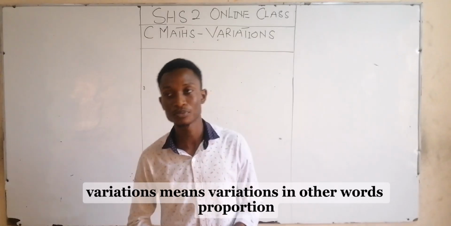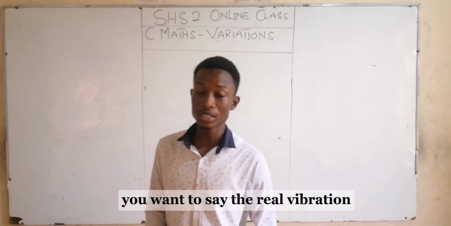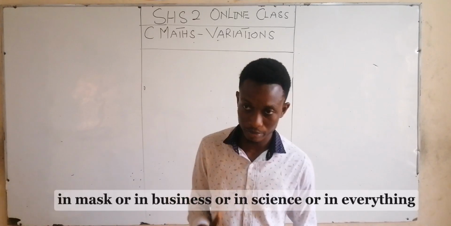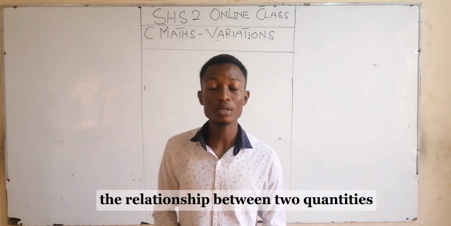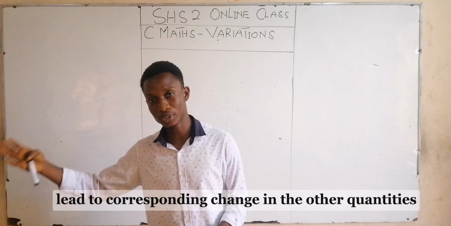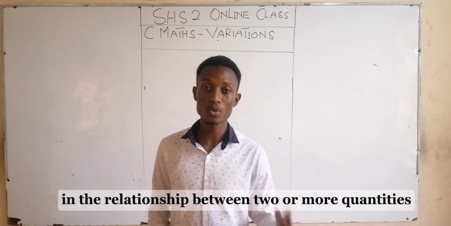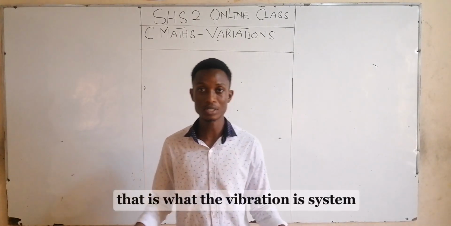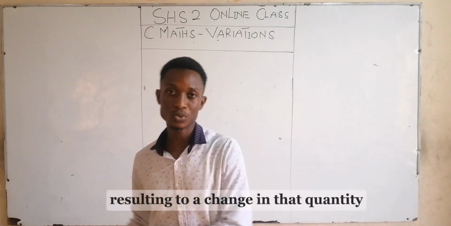Variations, in other words, proportion. Now, the word variation in maths, if you go to the dictionary, simply means a change. Something varies. It differs. So in maths or in business or in science-related fields, variation talks about the relationship between two quantities, where a change in one quantity leads to a corresponding change in the other quantity. That is what variation simply means.